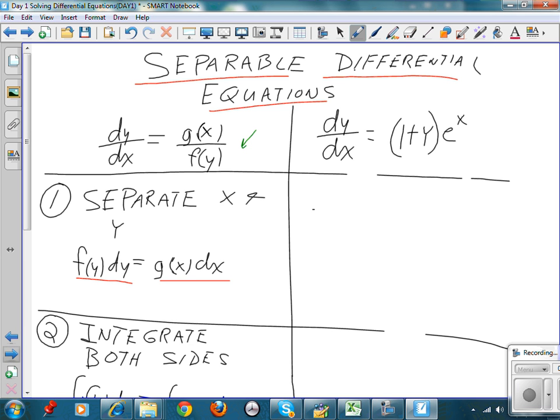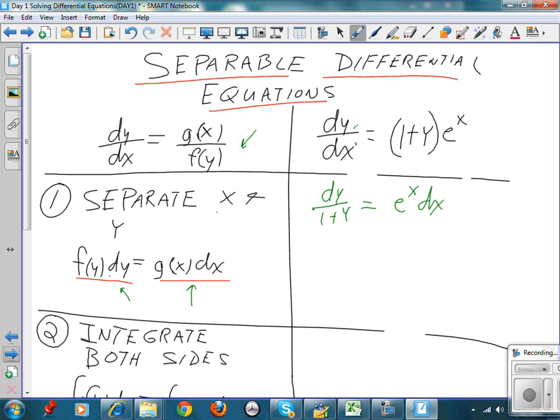So the first thing I'm going to do is separate x and y. In general, I put all the y's on one side, all the x's on the other. Let's see what we're going to do here. We're going to divide, and we're going to say dy over 1 plus y is equal to e to the x dx. Okay? So remember, I treat this as a ratio, dy over dx. So I can multiply both sides by dx, and I can completely separate x's from y's.